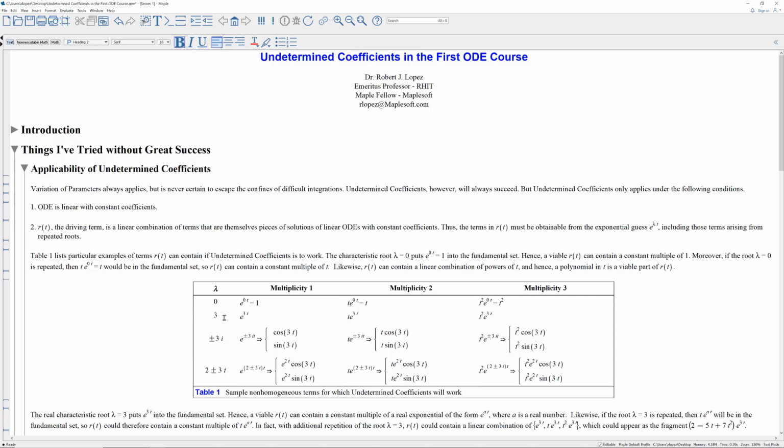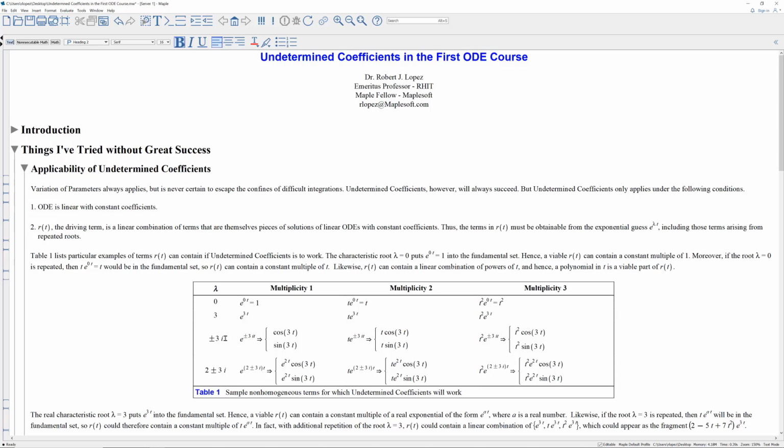But what if lambda is a non-zero real constant, like 3? Then you're going to have a term e to the 3t. And if you have multiplicity 2, so it's 3 comma 3, you'll have a t e to the 3t. And if multiplicity is 3, you'll get a t squared e to the 3t.